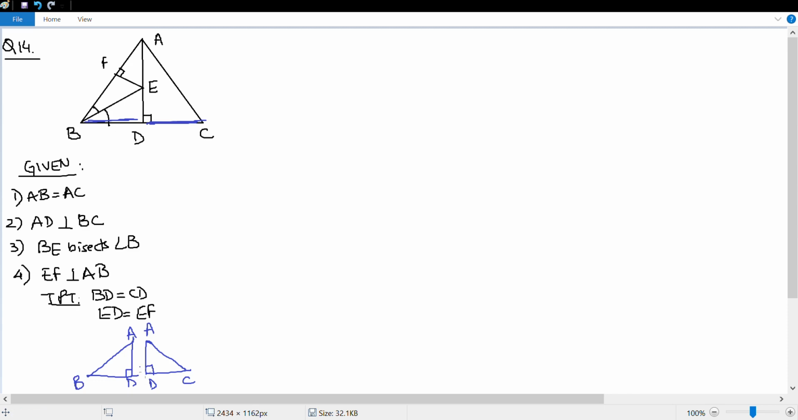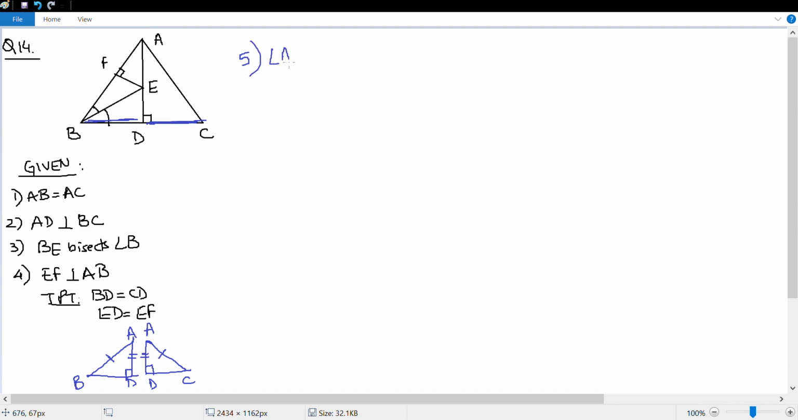So I have 90 degree. I have been given that AB is equal to AC and AD is the common side. So anything which helps me figure this out? Yes, I have a right angle equal, I have a hypotenuse equal, and I have a side equal. So let's start writing. Number 4 is already taken, so let's start with number 5.